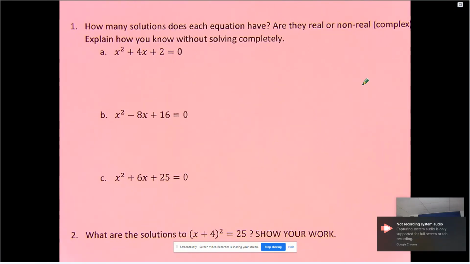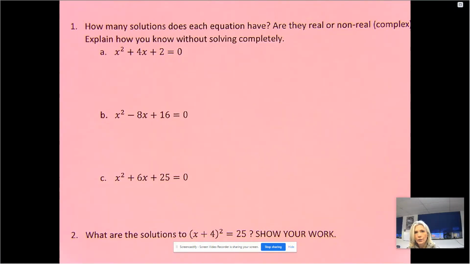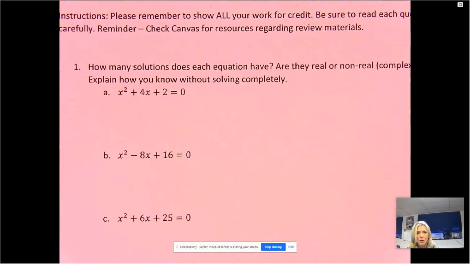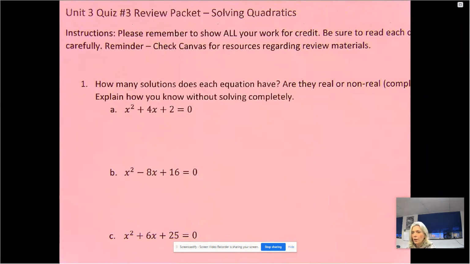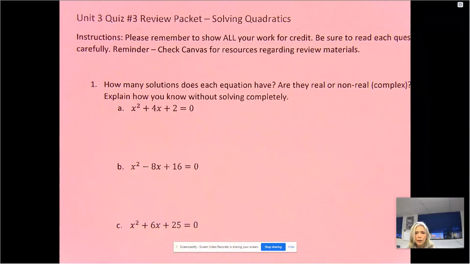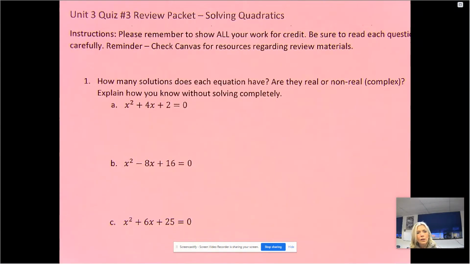Hey, it's Mrs. Moret. I am here to go over your Unit 3, quiz number 3 review, and it's all on solving quadratic equations with real and complex solutions.